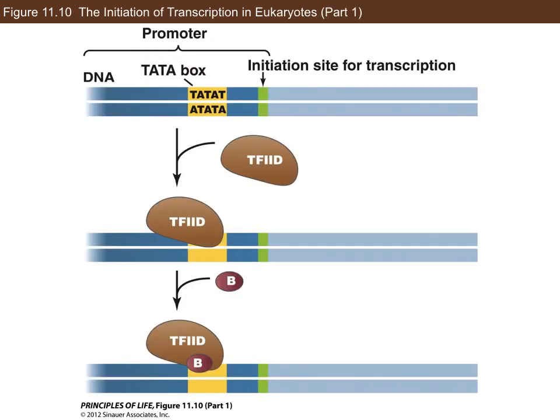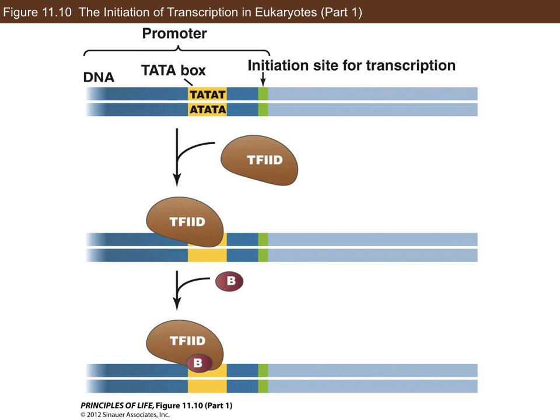All right, so this shows the beginning of a typical process for turning a gene on. At the top here you see double-stranded DNA. On the left is the promoter for a certain gene. Inside that promoter is the core promoter sequence, or the TATA box. And then you can see in green there the place where transcription is actually supposed to start.